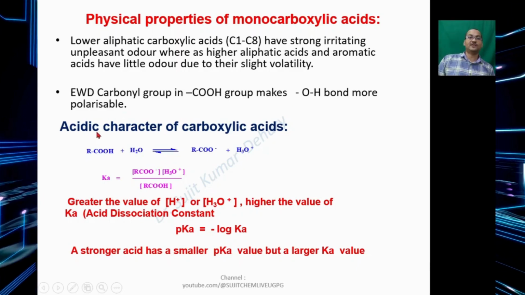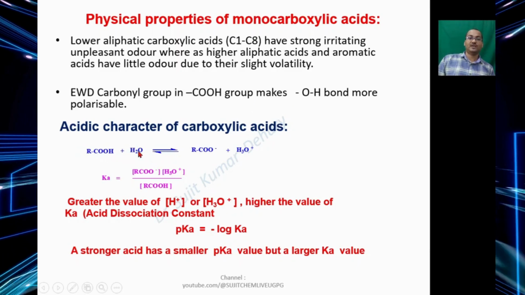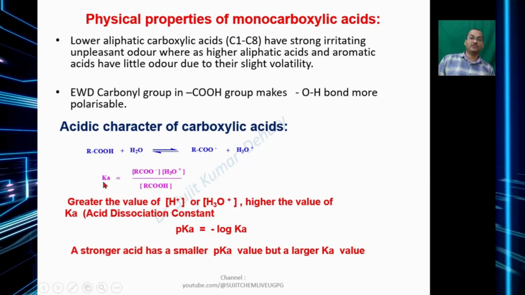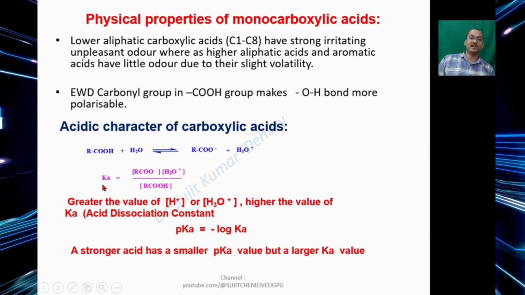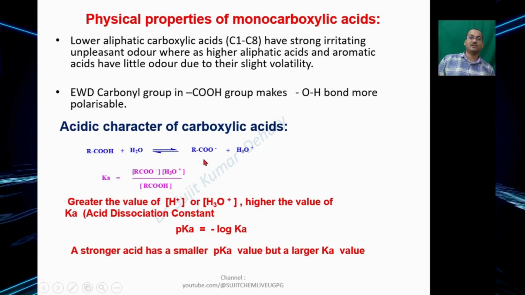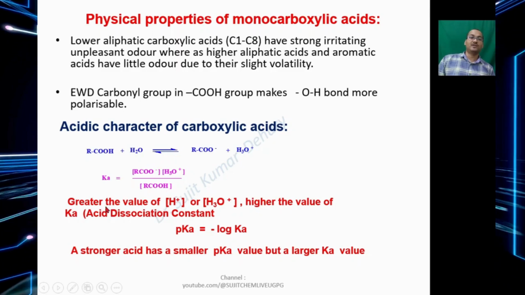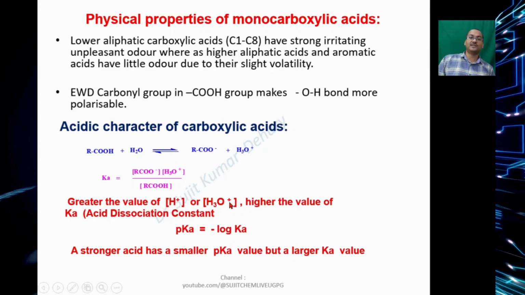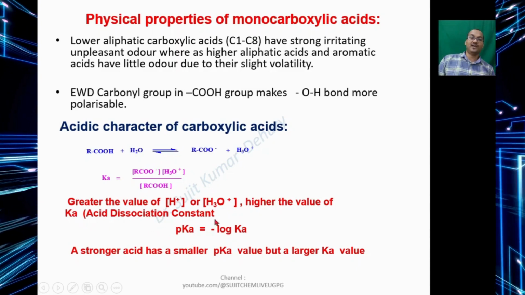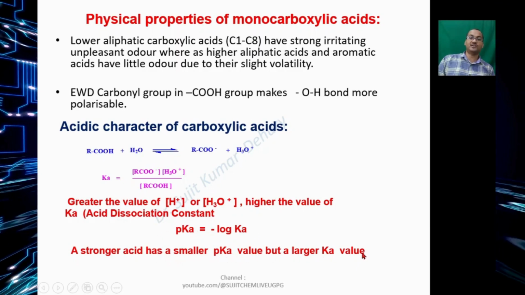Next we need to discuss the acidic character of carboxylic acids. RCOOH reacts with water, giving rise to RCOO minus and H3O plus. We write the acid dissociation constant Ka as concentration of products divided by concentration of reactant: RCOO minus concentration times hydronium ion concentration, divided by RCOOH concentration. The greater the H3O plus concentration, the higher the value of Ka. We know pKa equals minus log Ka, so a stronger acid has a smaller pKa value but a larger Ka value.